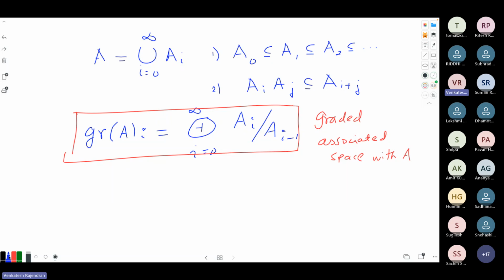But we need to have the algebra structure, so we need to actually define a product. The product is naturally defined. Whenever you take A_i modulo A_{i-1} and A_j modulo A_{j-1}, with these two elements you need to associate an element in gr A. Because we are expecting the graded structure, A_i modulo A_{i-1} will be the i-th graded space, so the product has to land in A_{i+j} modulo A_{i+j-1}.